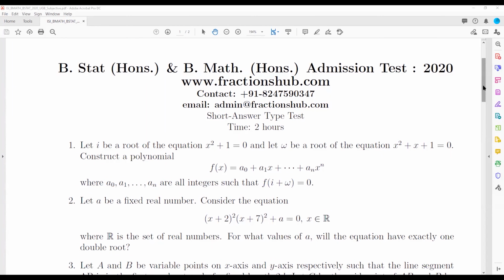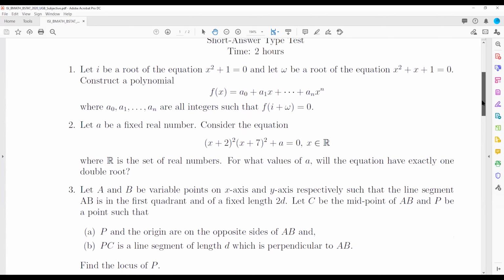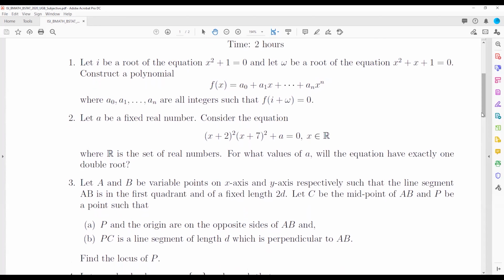Let's discuss question 2. It says that let a be a fixed real number. Consider the equation (x plus 2) whole squared (x plus 7) whole squared plus a equals 0, where x is a real number. Now for what values of a will the equation have exactly one double root? So exactly one double root. Note this condition because many students made this mistake.